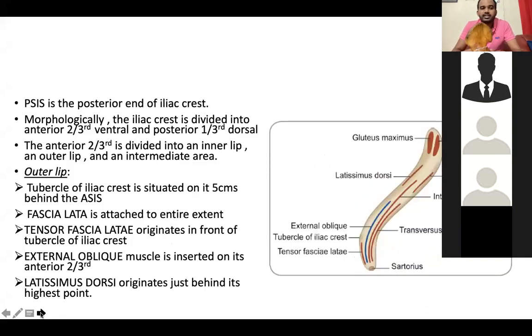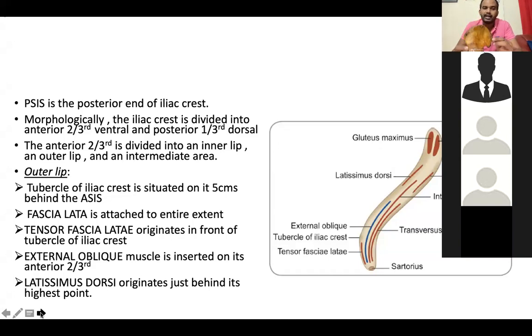Then what is this PSIS? Posterior superior iliac spine. This one, the posterior end of the iliac crest. Till now we have discussed this one, the anterior superior iliac spine, and this is the posterior superior iliac spine. The posterior superior iliac spine is the posterior end of the iliac crest. Is it clear?